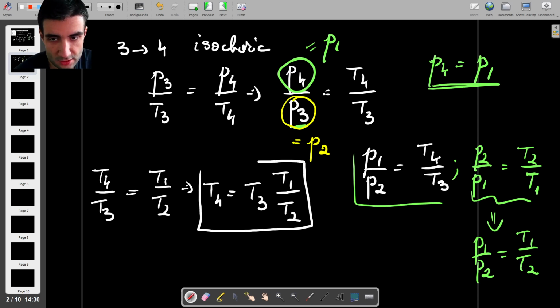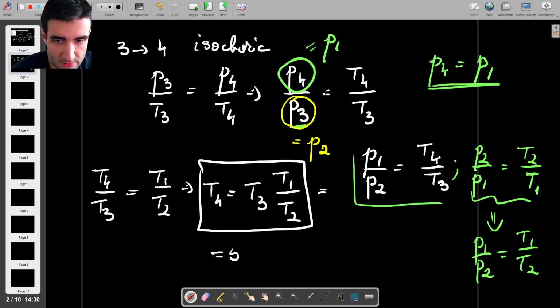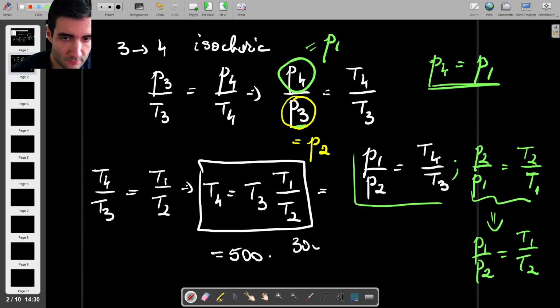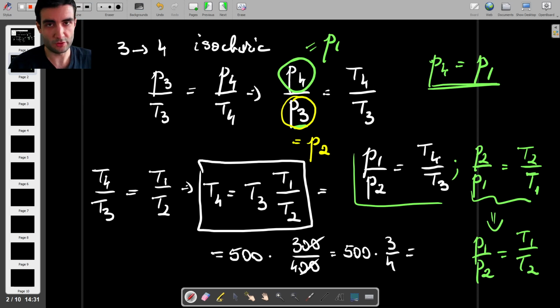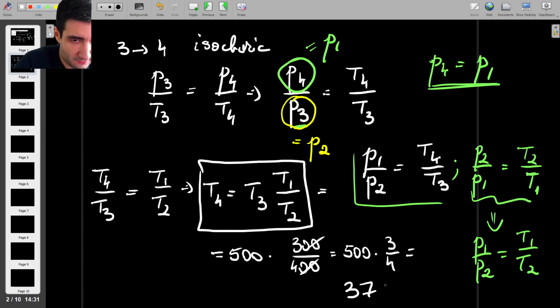And that's the expression which gives us the fourth temperature. As you can see, it only depends on the three temperatures that the problem gives us. So if we put the numbers in, we get T3, so that's 500, multiplied by T1, which is 300, over T2, which is 400. We can cancel those out, and we have 500 times 0.75, or 3/4, and this is going to be 375. So the final answer is 375 Kelvin.